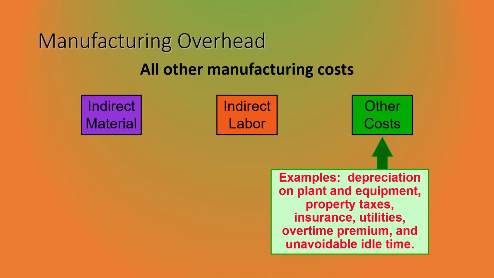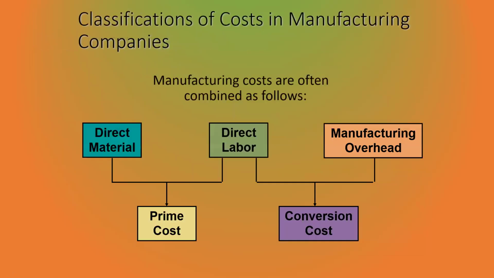So we have three main parts of the product, which is direct material, direct labor and manufacturing overhead. Indirect material is a part of MOH. Indirect labor also is a part of MOH, and all other factory expenses are part of manufacturing overhead. So, another classification is prime cost and conversion cost.